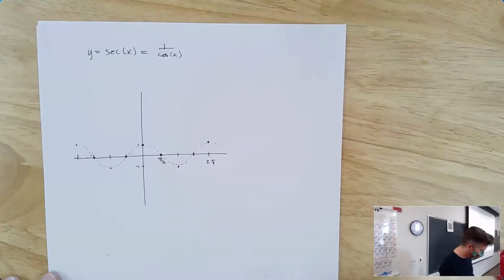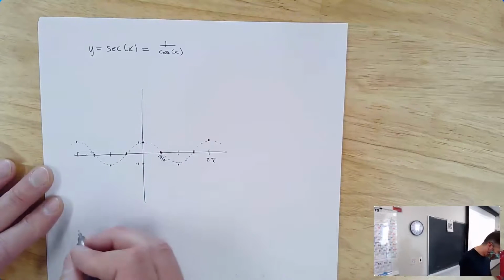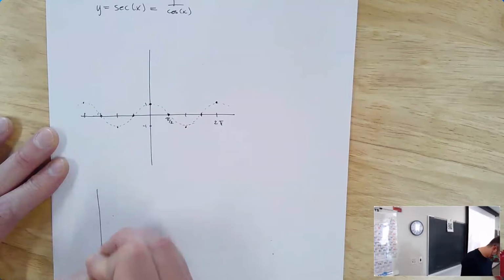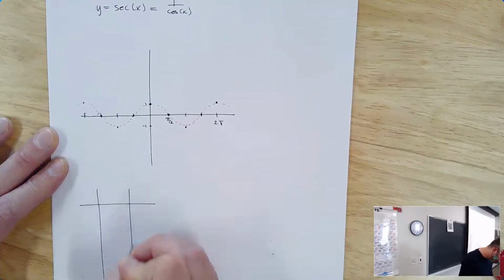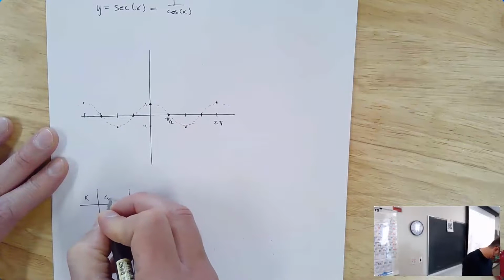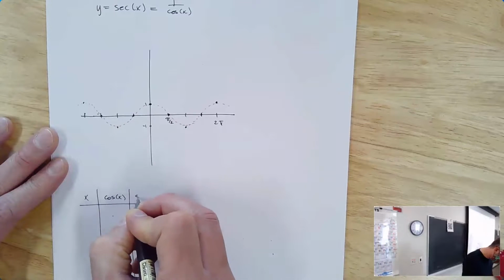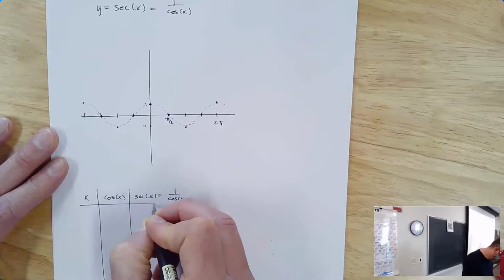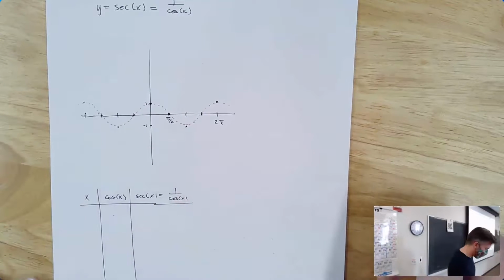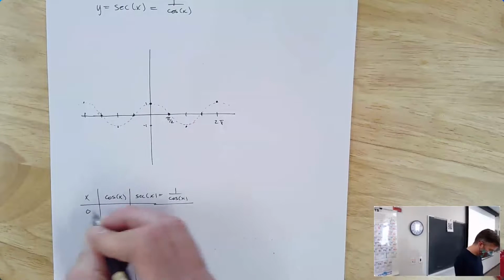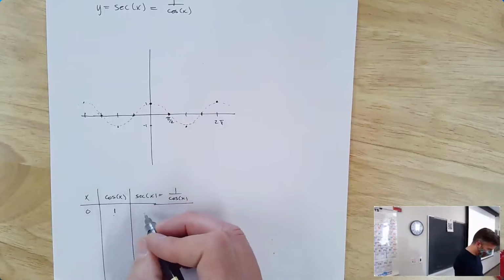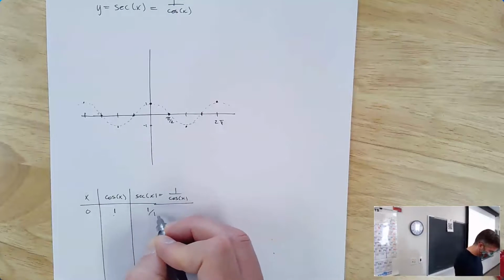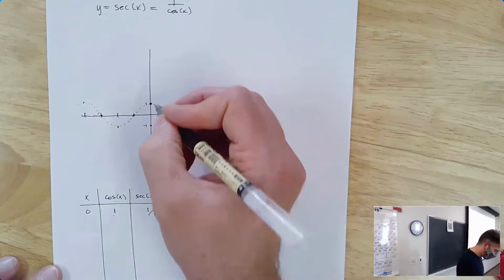All right, so if we know some values of cosine, we can find the values of secant. So if x is 0, cosine of 0 is 1, and secant of 0 is also 1. So I get 1 right here.